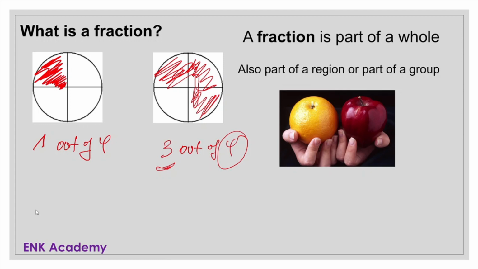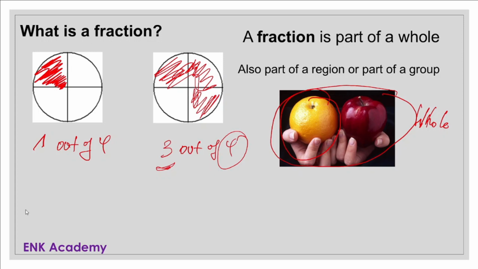Imagine that your group of an orange and an apple constitute a single whole. That means if you take only the orange, that becomes part of a group, and we can also talk about fraction.